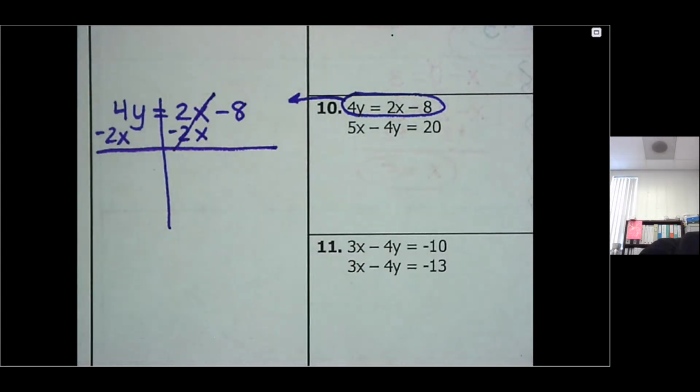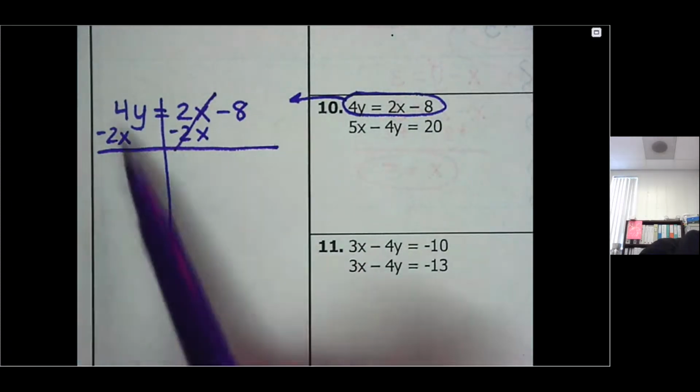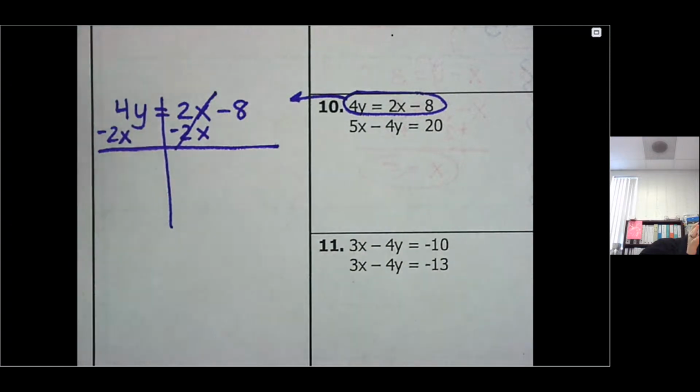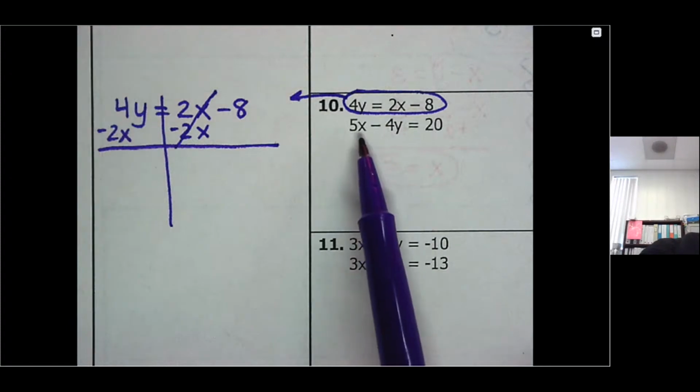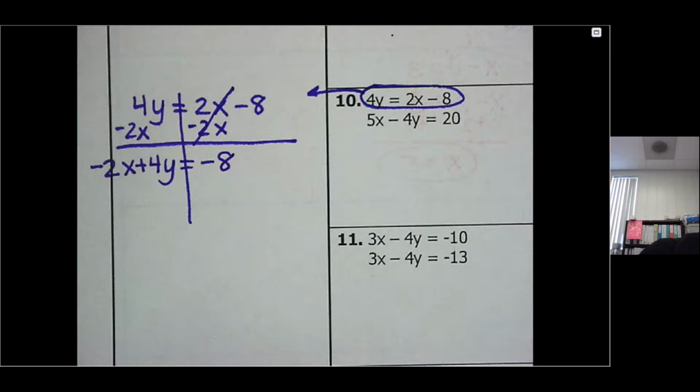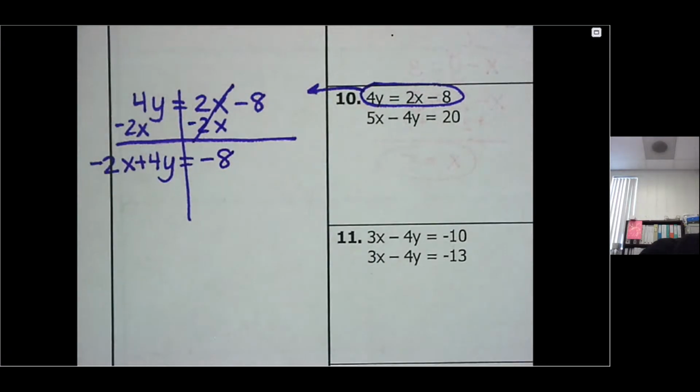Now over there it cancels, and you can't put an x and a y together, so it just literally writes as 4y minus 2x. But I'm going to put my x value first because I want it to match up with this one. So I'm going to put minus 2x plus 4y equals negative 8.